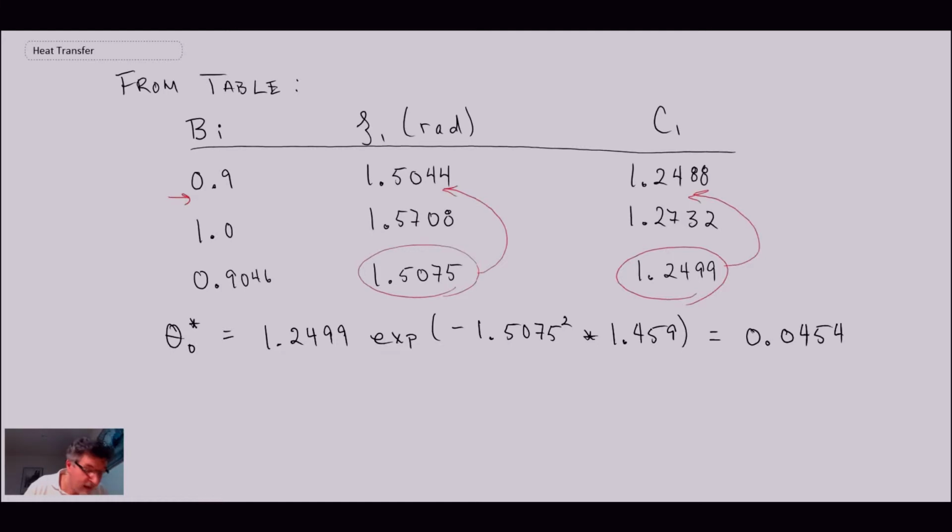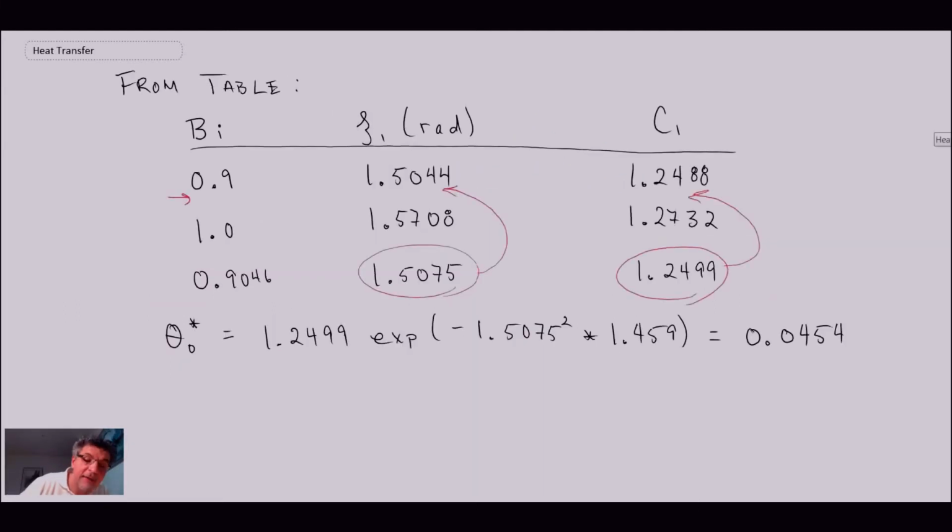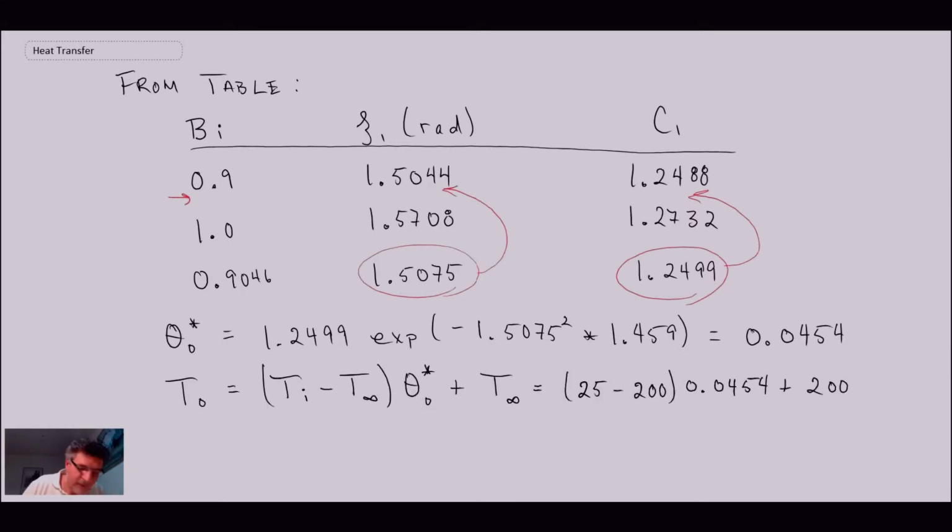So we get that, and what I'm now going to do is take that value of theta naught star and use this equation. What we're looking for is T naught, because that will be the center line temperature at 240 seconds. So let's evaluate that. We plug in the values, and we get T naught of 192.1 degrees C. So that is our center line temperature after 240 seconds, and that is the answer to part 1.